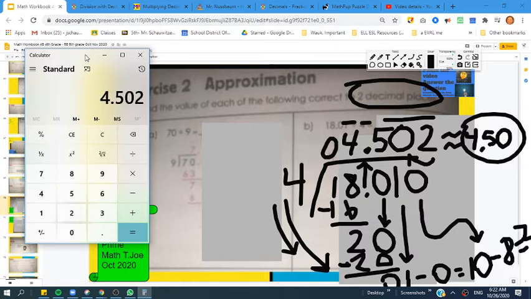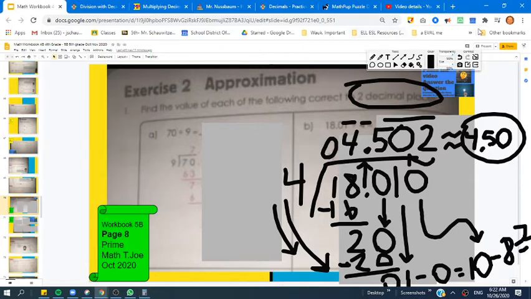So if we came up with 4.502, in other words, 4 and 502 thousandths, and we multiply that by our divisor, which was 4, we came up with 18.00. Okay, good. It was actually 18.01, and this 8 tells this 0 to go up. So that's actually correct. That's accurate. All right, we found the correct answer.